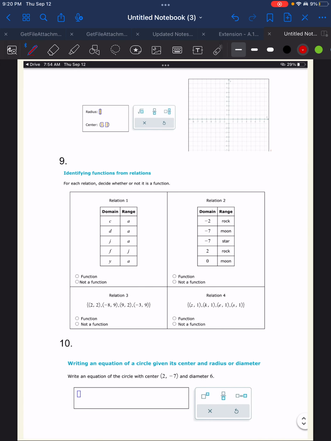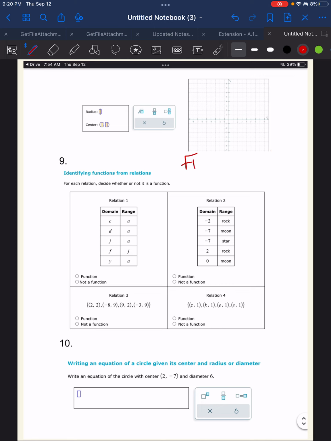Alrighty. We're almost done. Number 9 is function and not a function. Remember, we don't want to repeat our exes. We don't want to repeat our ex-boyfriend or ex-girlfriend. That's how I know I'm functioning. I can move on with life. I'm not repeating my exes. If I repeat my ex-boyfriend or if I repeat my ex-girlfriend, then I'm not functioning. I'm in a toxic relationship. I cannot move on with life.